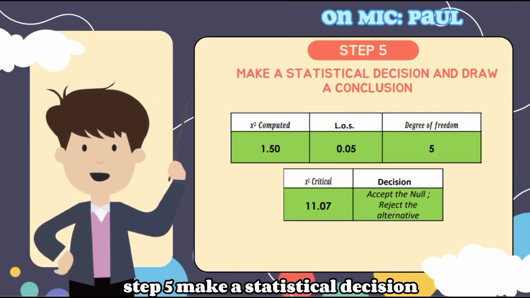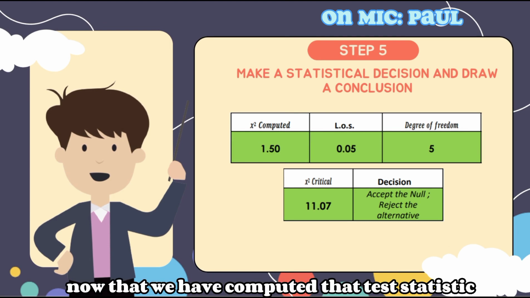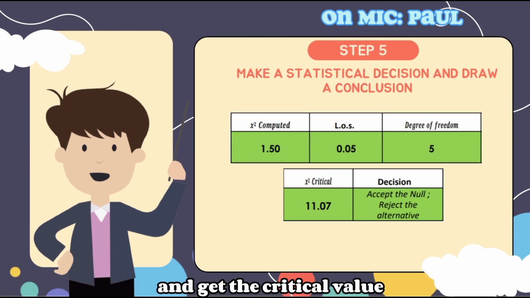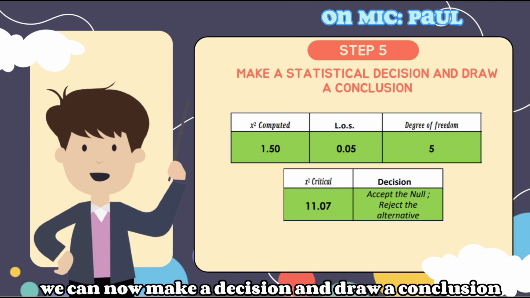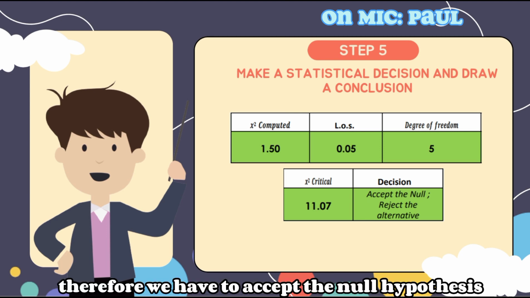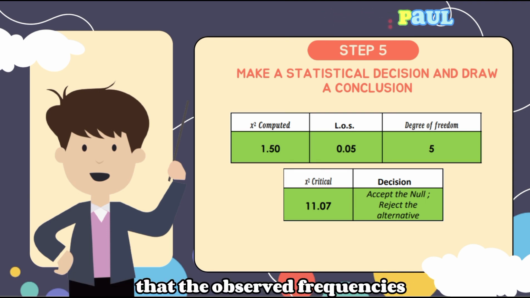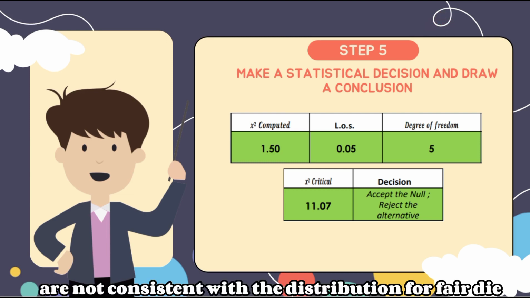Step 5. Make a statistical decision and draw a conclusion. Now that we have computed the test statistic and the critical value, we can make a decision and draw a conclusion. Since the computed value is less than the critical value, we accept the null hypothesis. Hence, there is no sufficient evidence that the observed frequencies are not consistent with the distribution for a fair die.